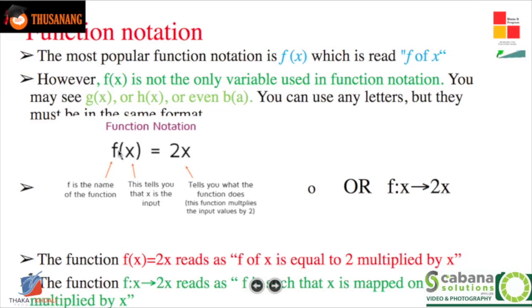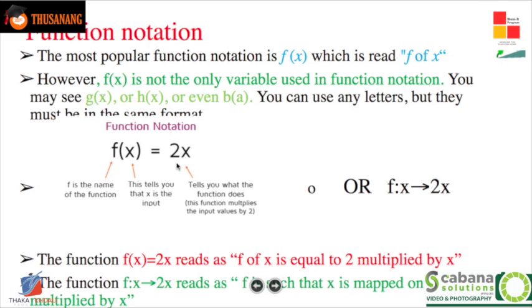So what is this f in our function? This f is the name of a function, and this x here is our input. And also we have 2 multiplied by x here, which is our output, or we can say this tells us what the function is going to do. So in this case, the function is going to multiply 2 by our input, which is x.